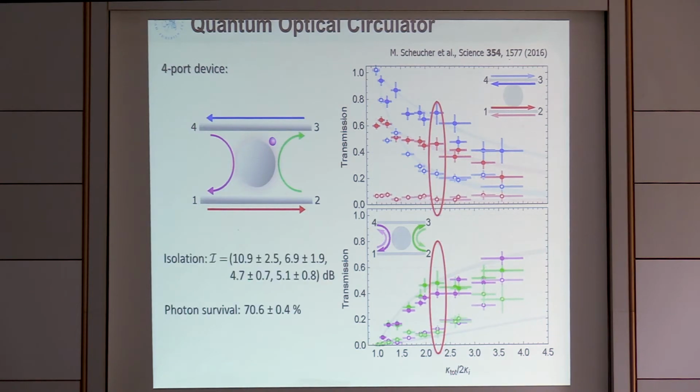If I convert this into isolations, then the isolation is at least 5 dB and the maximum is about 10 dB. And it turns out that the photon survival probability is still higher than 70% in this scheme. Now for time reasons I cannot go into the details, but take my word for it that if we now flip the spin, this is what we did, then actually the routing also changes. So rather than going 1 to 2 to 3 to 4 to 1, when we flip the spin of the atom, the routing is 1 to 4 to 3 to 2 to 1.